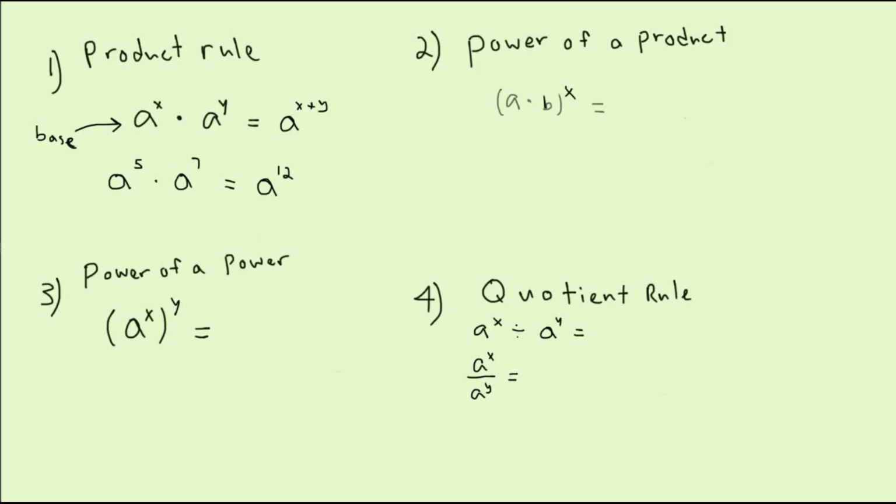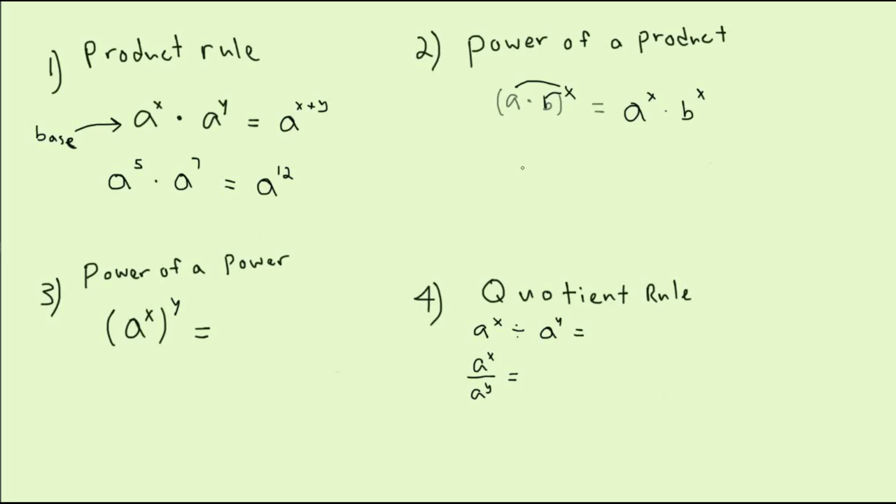Okay, now we're looking at power of a product. Now in power of a product, if we're multiplying two different numbers and we're raising them to an exponent, all we have to do is distribute the exponent outside the parentheses. So now we have a to the x power times b to the x power.